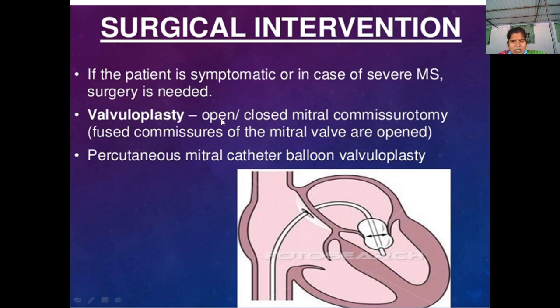In valvoplasty, the mitral commissurotomy opens the fused commissures of the mitral valve. So mitral commissurotomy means these commissures are there now, and these commissures can be removed. After the commissures are removed, the mitral valve will open somewhat, and then a balloon can be installed. With the help of the balloon, the mitral valve becomes enlarged.